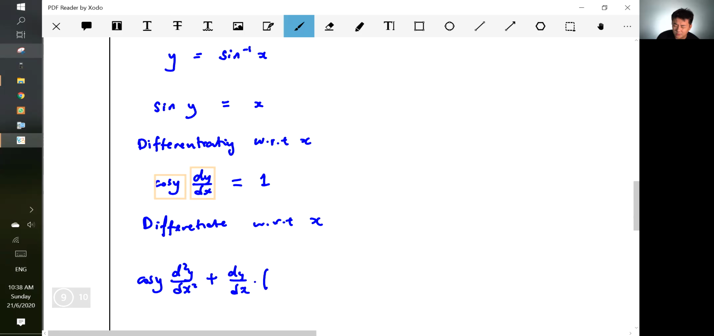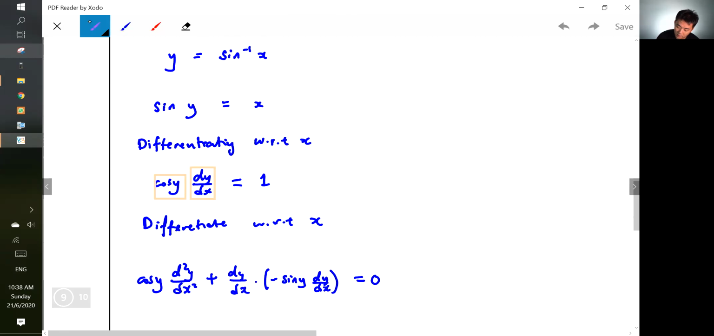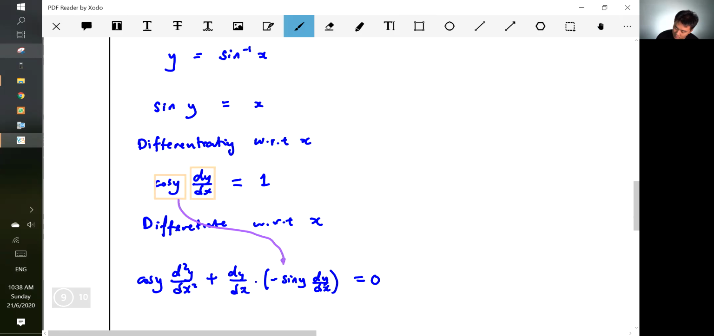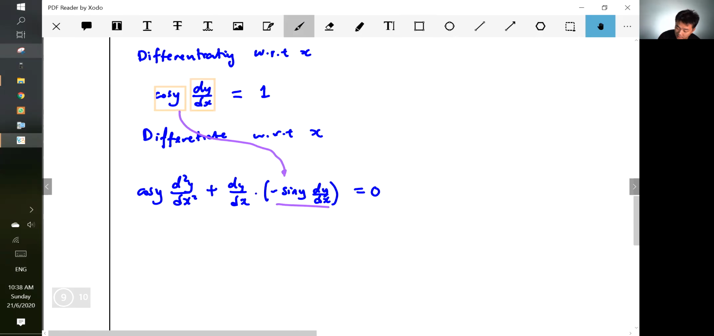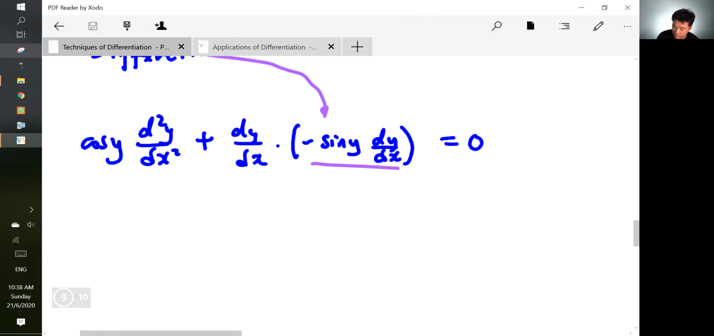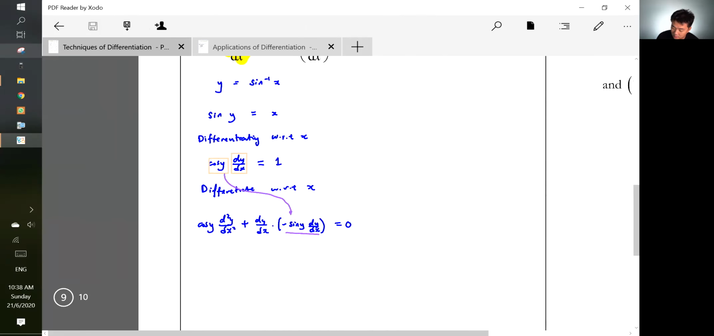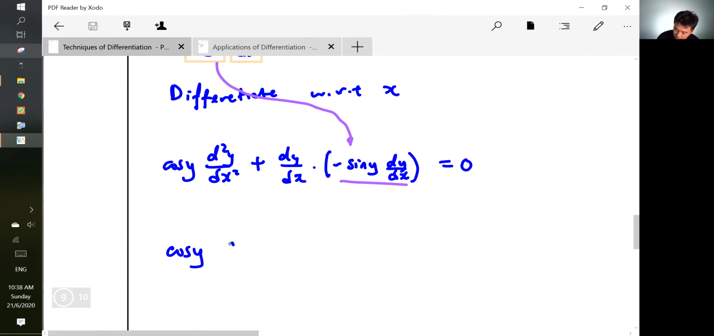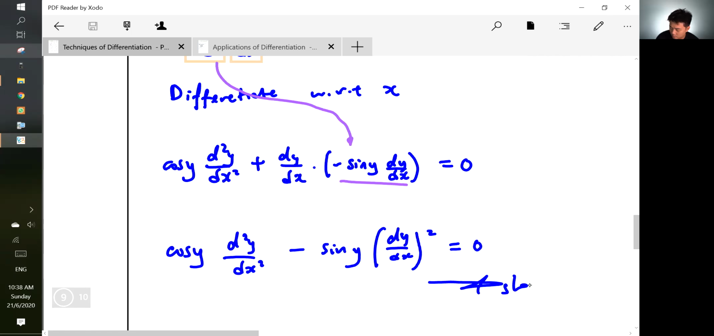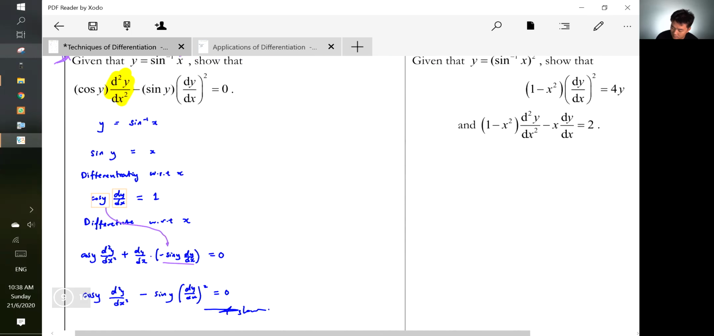Then cosine will be what? Negative sine y dy dx. 0. Just take note, okay? All right. So once you've done that already, basically what you're going to do is actually just rearrange. Should get the answer already. Okay, that's how you do it.